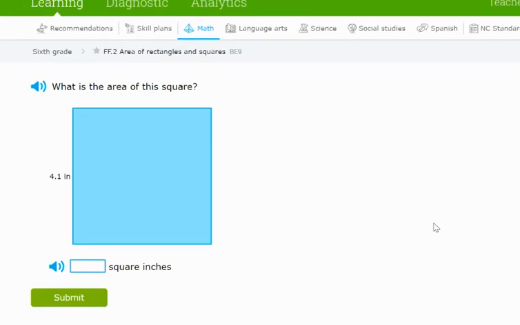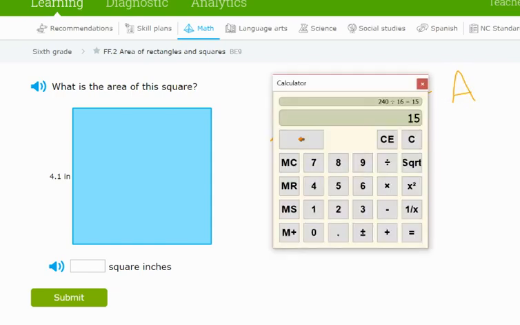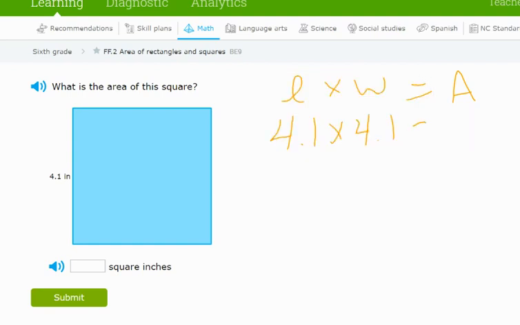If I jump to some of the higher levels, it starts to get into decimals. You're doing the exact same thing. I would use a calculator. So here I have 4.1 times 4.1, because this is length times width, is equal to the area. And so if I'm going to calculate that, I'm going to say 4.1, and I'm actually going to use this squared button right here because when I do a number times itself, it's squared. So that gives me 16.81 inches squared.